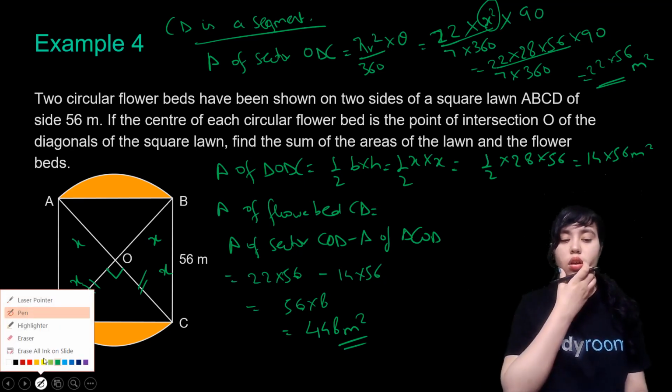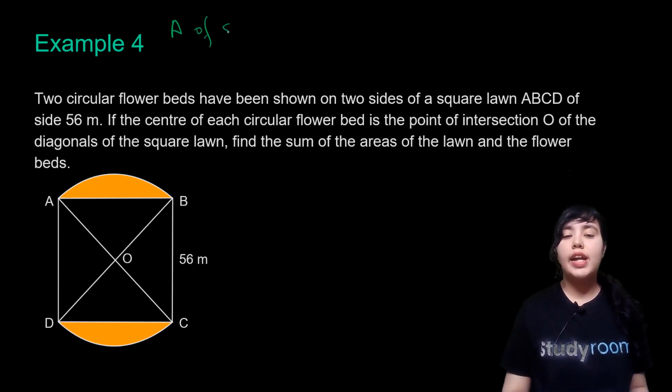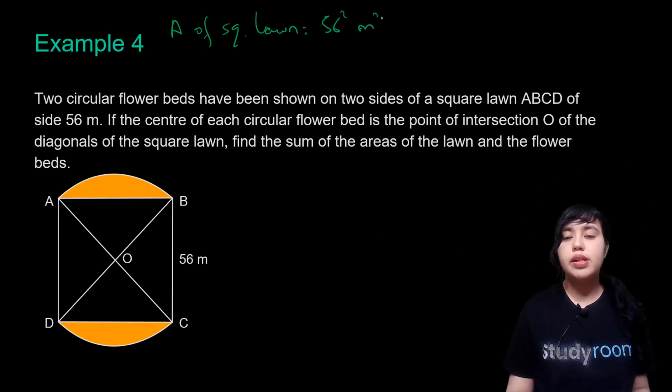So now we already know what the area of our square lawn was. We calculated it to be 56 square meters square. So now what is the area of your flower beds?